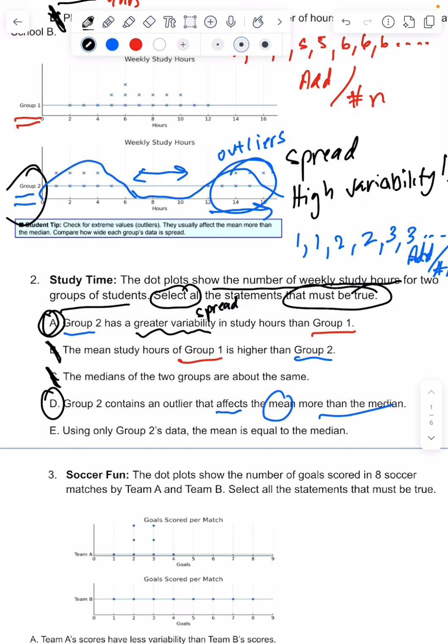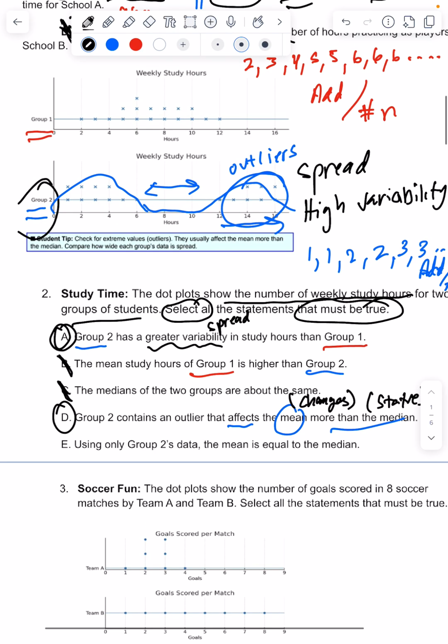And be careful there, because they might try to trick you. They might say that it affects the median more than the mean. But no, the median is more like the statue, and the mean changes in this case. And then it says only using group 2's data, so we're looking just at group 2 in this case.